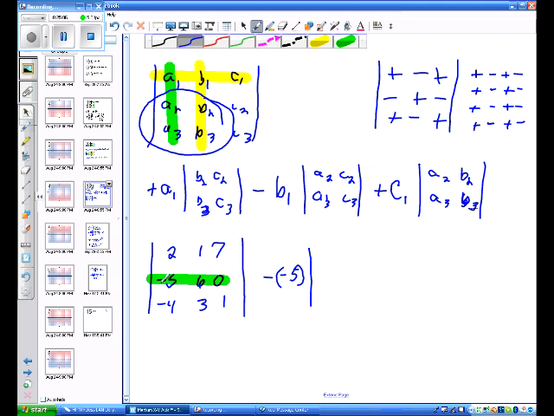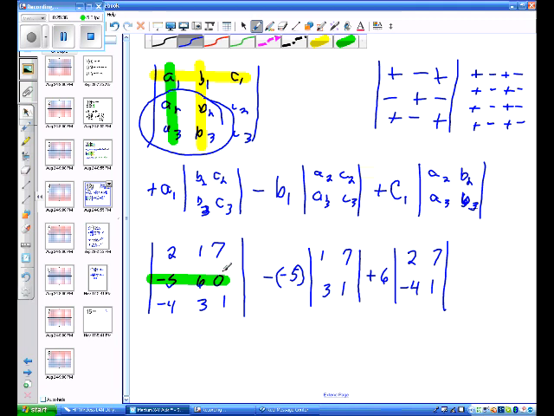And then I'm going to put down the matrix when I eliminate that row and that column. Well, that would be 1, 7, 3, 1. Okay, my next number, the position is a plus. I'll put my 6. Now I'm going to eliminate that row and the column with the 6. So that leaves me 2, 7, -4, 1.